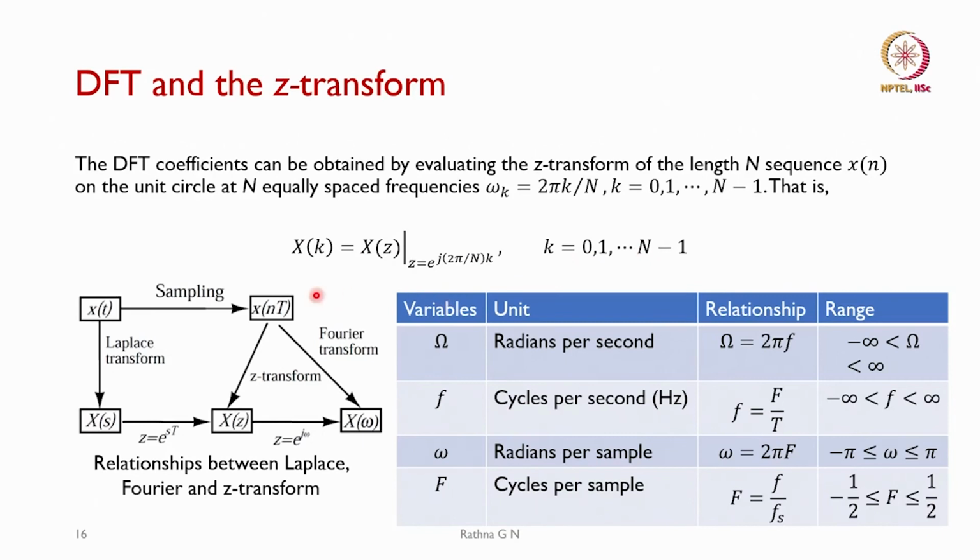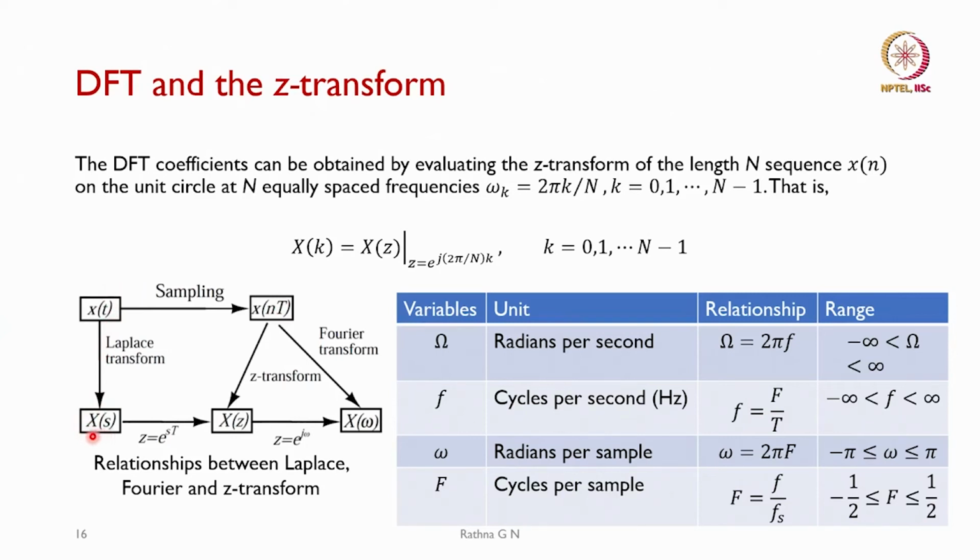So, some of the terms: how we will be going from one domain to the other domain, what is shown in this figure. What is it? x of t is my time domain. By sampling the signal, I will be entering into the digital domain, that is x of nT. And if I take the Laplace transform of the time domain signal, I will be going into the Laplace domain, which is represented as x of s.